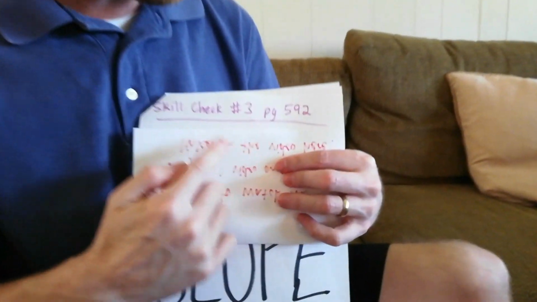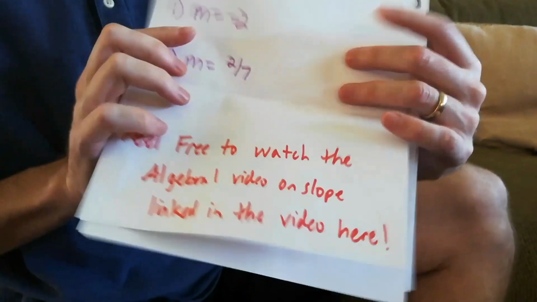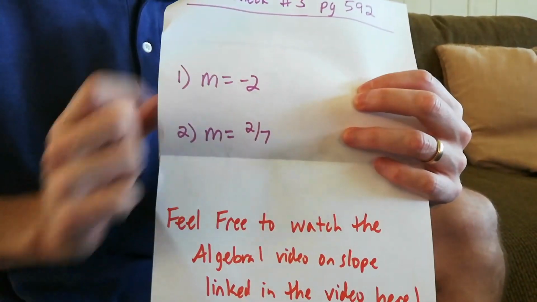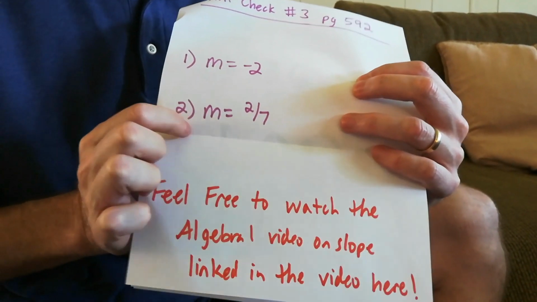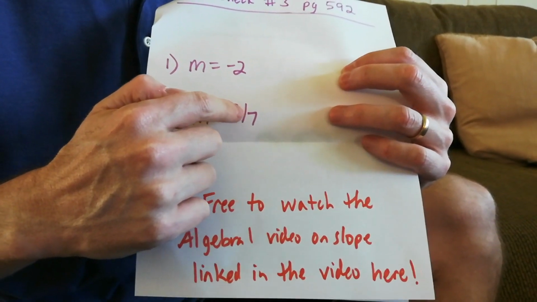And so go ahead and try your skills practice check on page 592. Do example number 3, skills practice, go. And here goes the answers. The slope of number 1 is negative 2, and the slope of problem 2 is 2/7. That's going to be rising up 2 and over 7.